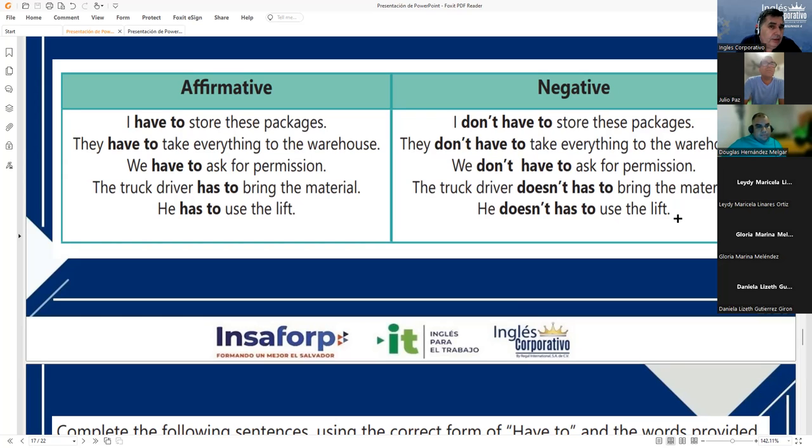TV killed radio. So what do we have to do? The truck driver doesn't... have to. Doesn't have to. No, doesn't has to. Look in the other one. He doesn't has to.